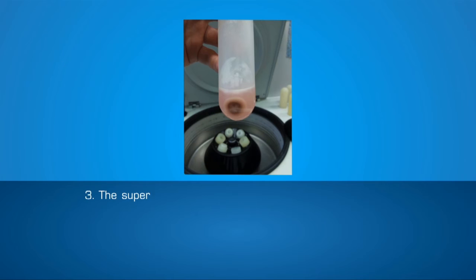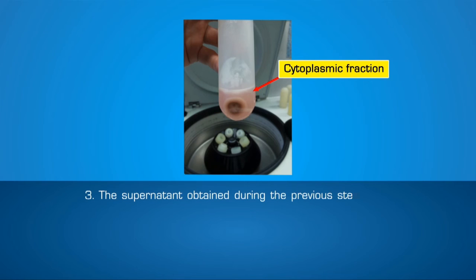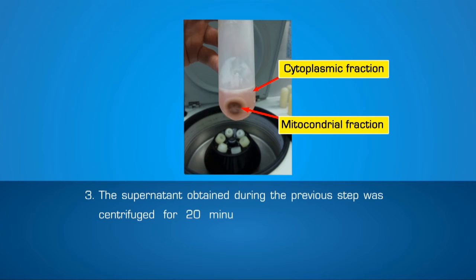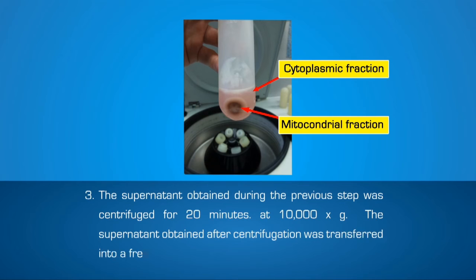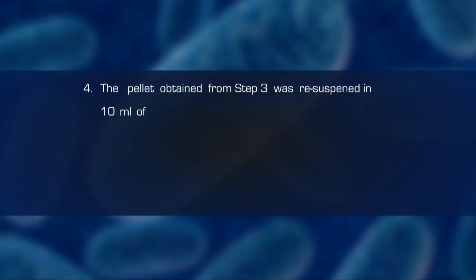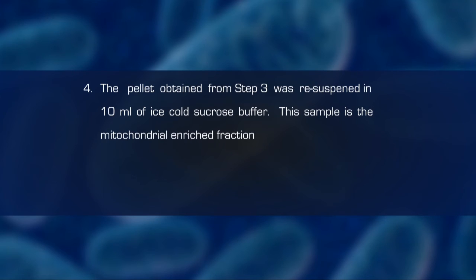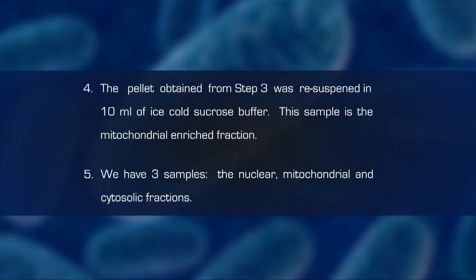In the next step, the supernatant obtained during the previous step was centrifuged for 20 minutes at 10,000 G. The supernatant obtained after centrifugation was transferred into a fresh ice-cold tube. This is the cytosolic fraction. Next, the pellet obtained from this step was resuspended in 10 ml of ice-cold sucrose buffer. This sample is the mitochondrial enriched fraction. Finally, we have three samples, the nuclear, mitochondrial, and cytoplasmic fractions.